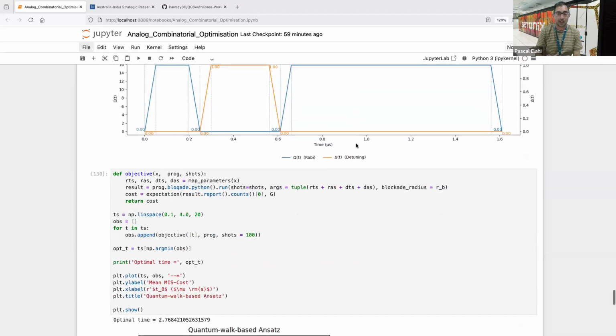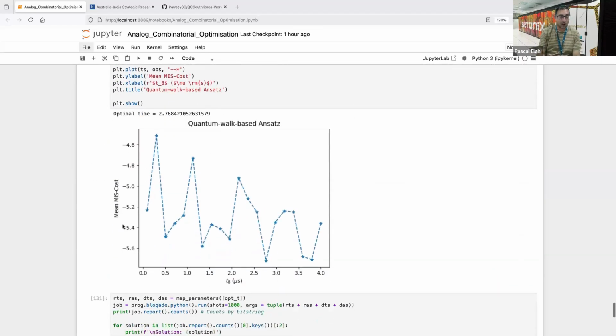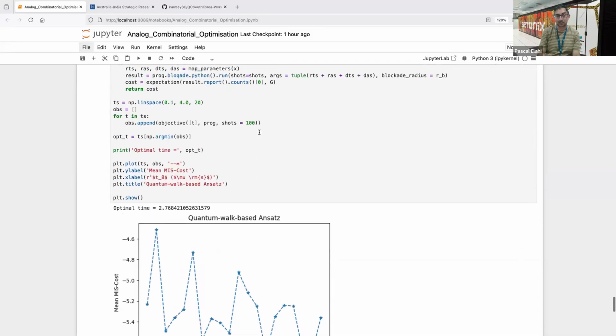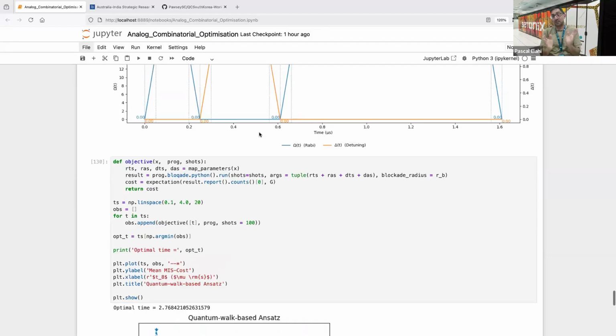We can look at optimal values by looking again at the cost. You can see eventually a sort of walk, and you get down to a certain amount of time being optimal. In this case, it ends up being 2.7 microseconds for the system. So this is a very different approach to this algorithm. We're not just trying to slowly walk to the ground state. You're trying to drive evolution.